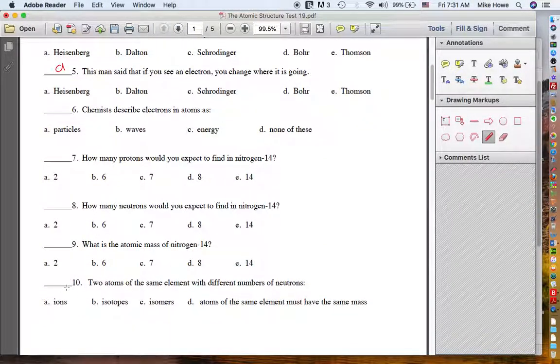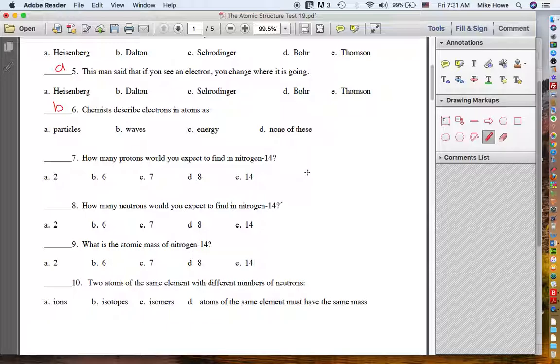Since when we see an electron, we change where it is, we can't describe an atom by looking at it. Consequently, we describe an atom by treating it as a wave. If you treat it as a wave, you can mathematically calculate regions in space where the electrons would be, and those are the orbitals that we talked about.